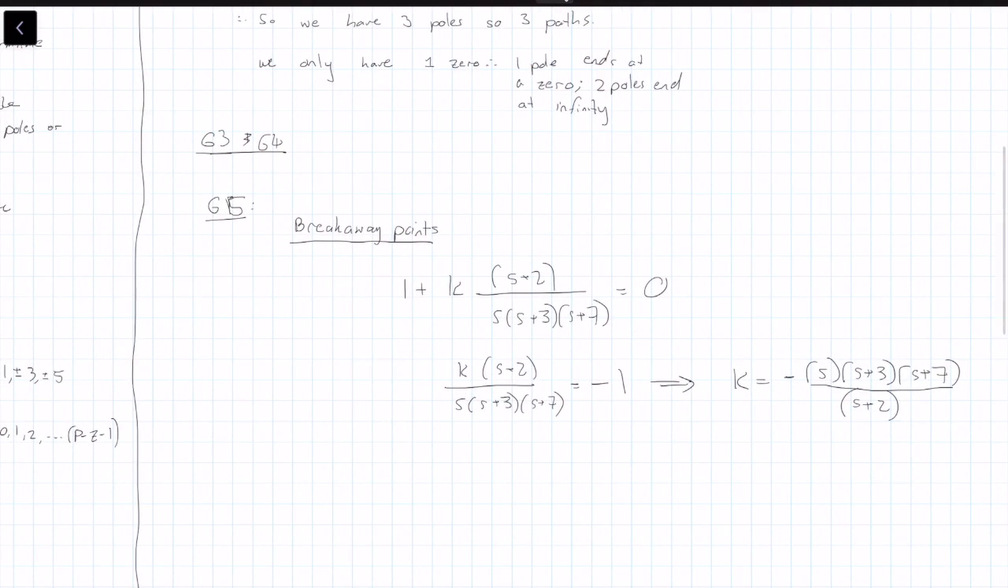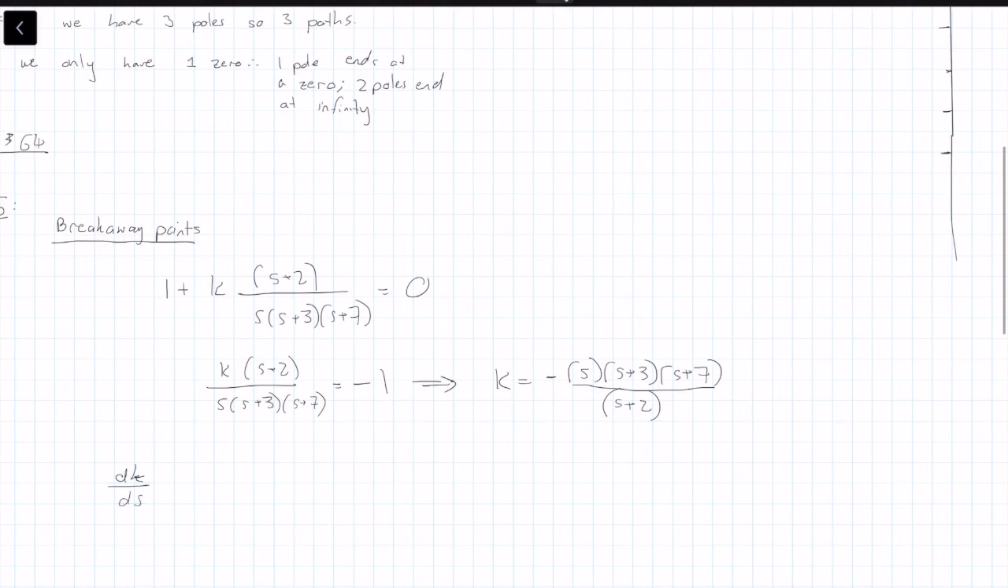Now we have k as a function of s, which is what we need. So now we have to calculate dk/ds. We can multiply this out, and that's going to be minus, on the outside, s cubed plus 10s squared plus 21s plus 0, all over s plus 2.